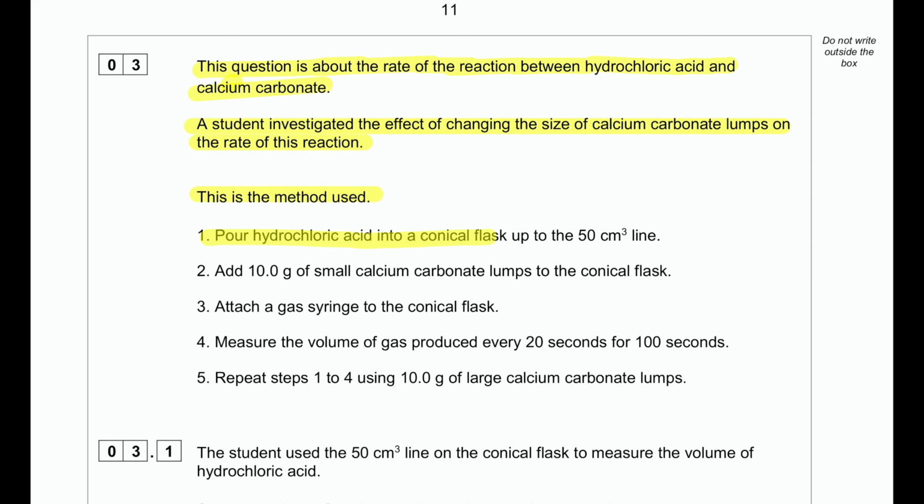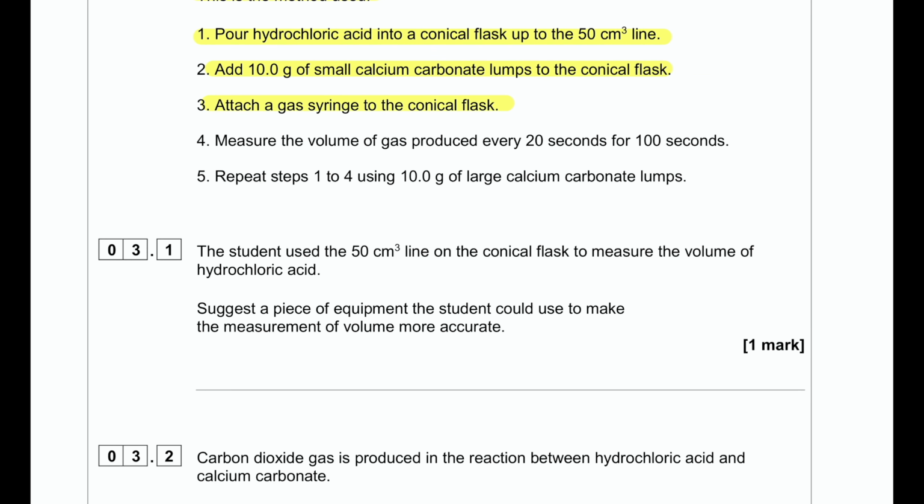Pour hydrochloric acid into a conical flask to the 50 cm cube line. Add 10 gram of calcium carbonate lumps to the conical flask. Attach a gas syringe to the conical flask. Measure the volume of gas produced every 20 seconds for 30 seconds. Repeat steps 1 to 4 using 10 grams of large calcium carbonate lumps.